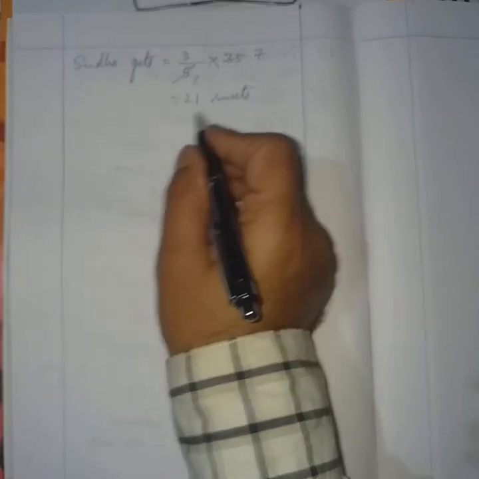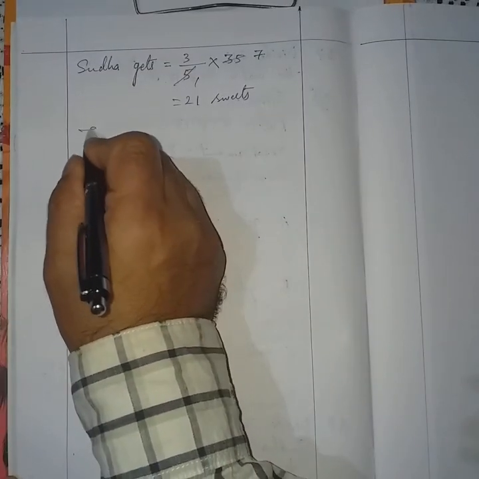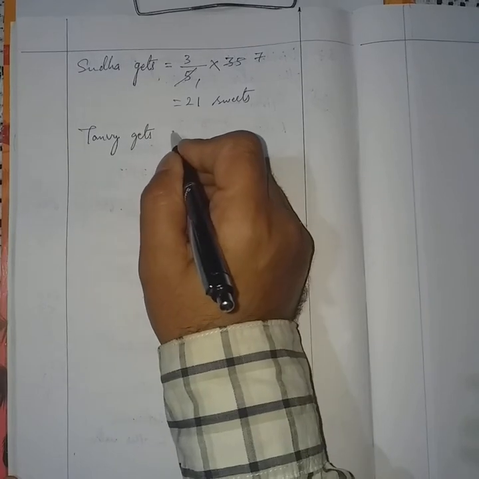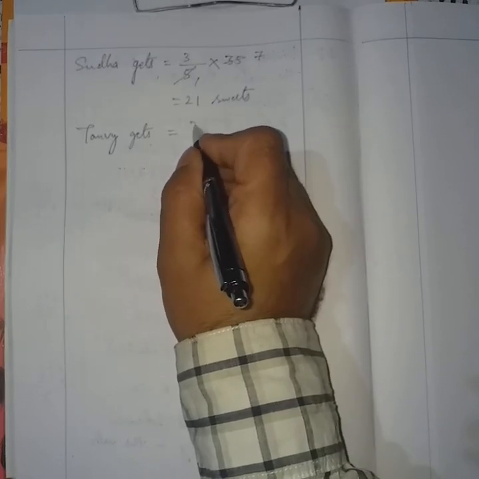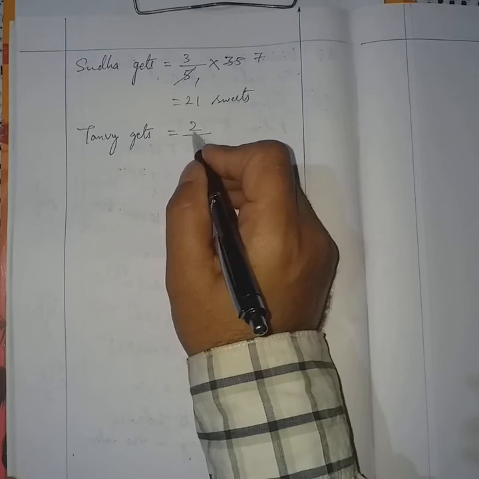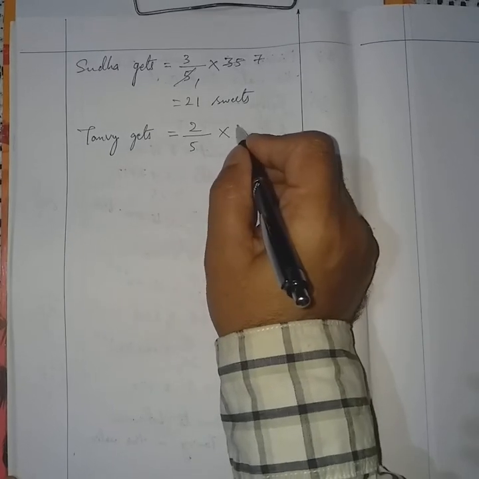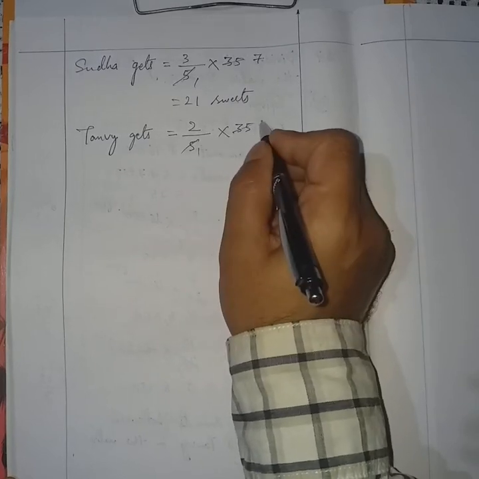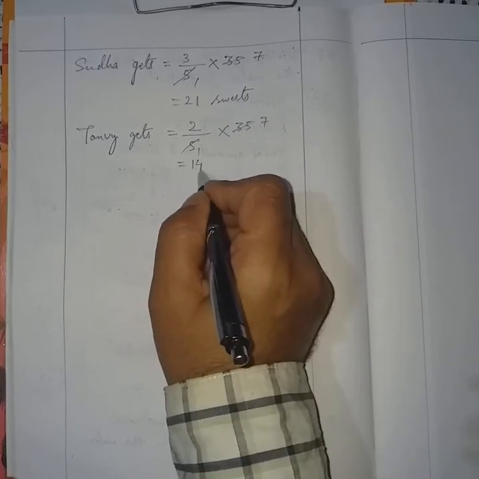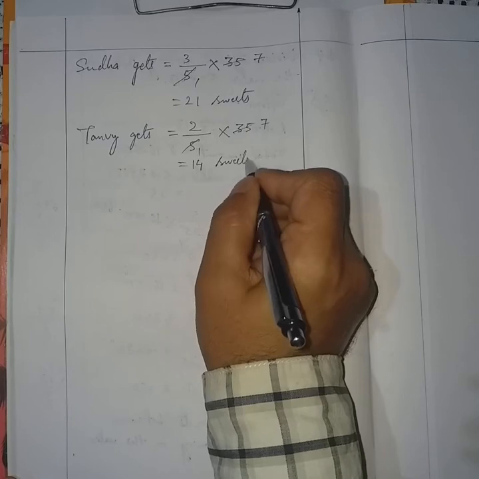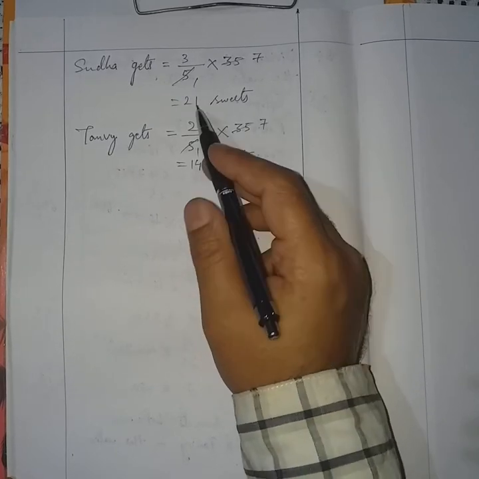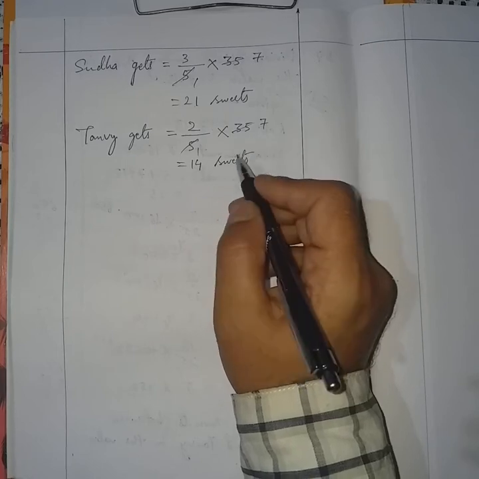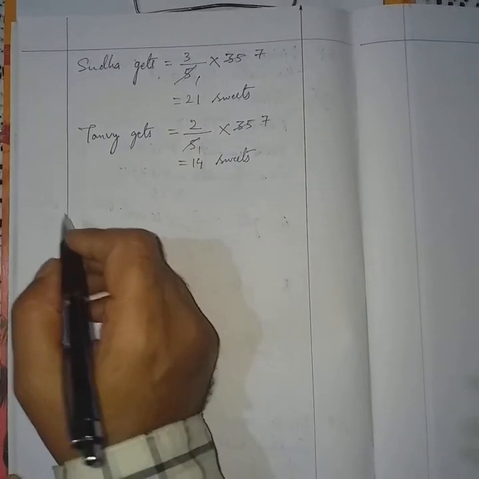Sudha gets 21 sweets and Tanvi gets how much? From the ratio 2, sum of the ratio is 5, total sweets are 35. 5 again, 1, 5 7s, and 14 sweets. You can check whether you are correct or not. These 2 if you add, we should get 35, isn't it? Okay, now question number 9.